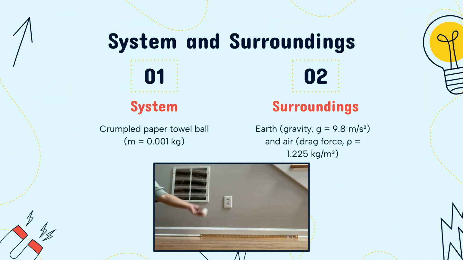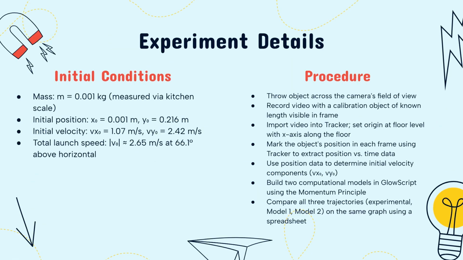For my system and surroundings, my system is the paper towel ball treated as a point mass, and the surroundings are Earth providing gravity at 9.8 meters per second squared, and the air providing drag based on the air density. For my procedure, I recorded the throw with a calibration object in frame, then used Tracker to mark the ball's position frame by frame and extract velocity.